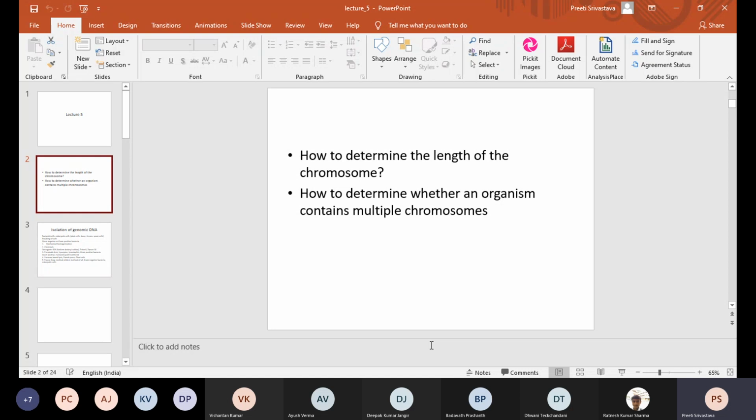Because we had started with the genome organization and its structure in prokaryotes and eukaryotes, the next topic was genome analysis. How to analyze the genome, how to determine the length of the chromosome, how to determine whether an organism contains multiple chromosomes, how to determine whether an organism contains one big chromosome and the other one is a megaplasmid. There can be multiple questions that can be answered, and for that you need to isolate the genomic DNA.